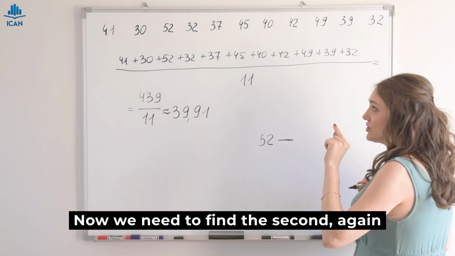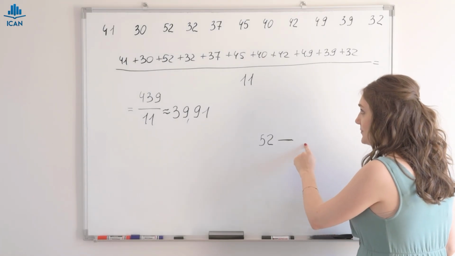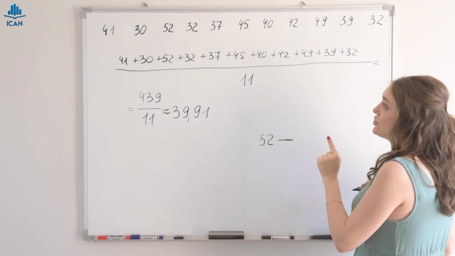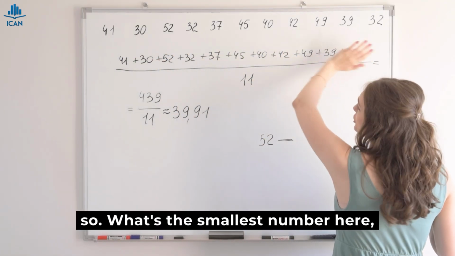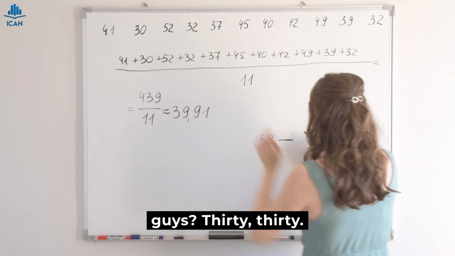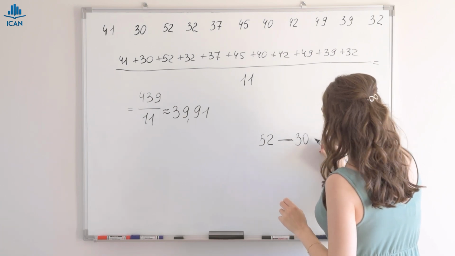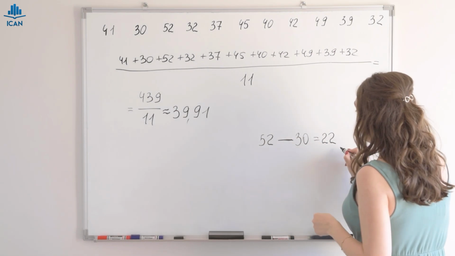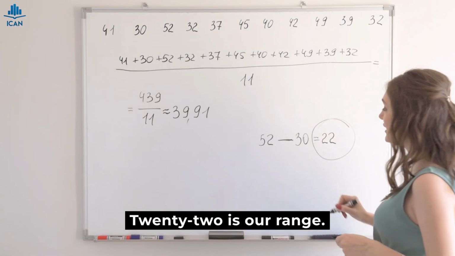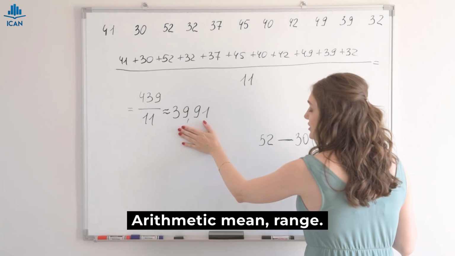Now we need to find the second, again, the smallest number. So, what's the smallest number here, guys? 30. So we subtract 30 from 52. How much is that? 22. 22 is our range. Arithmetic mean, range.